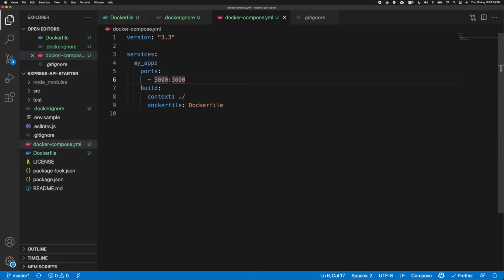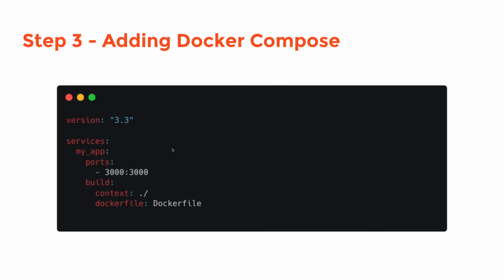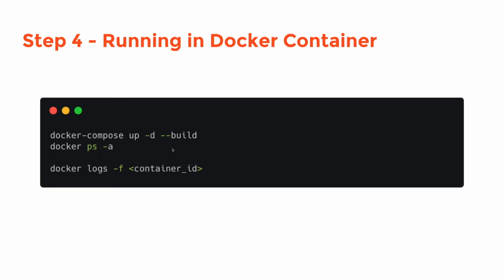And then I'm going to have a build context, which is to use the Docker file that we have in the root of our folder, which is here. So that's step 3, and let's go for step 4, which is to actually run the Docker container. To do that, it's really simple.